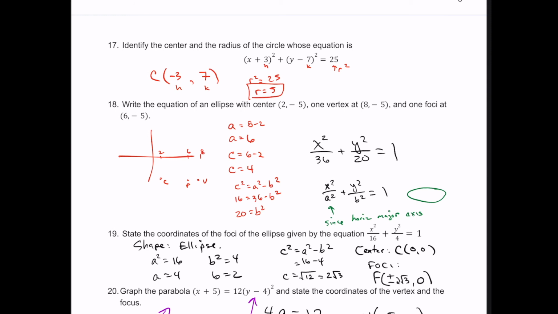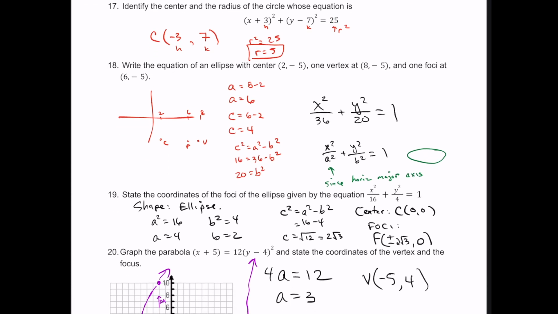Now let's talk about conics. So we had, first of all, the equation of a circle was always x squared plus y squared equals radius squared. Now this problem has an h and k in it, which is how I got the center. And then the square root of 25 was how I got the 5 there.